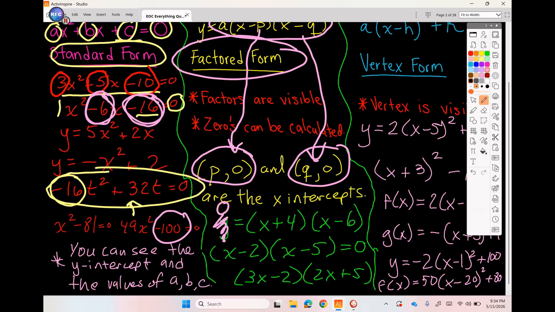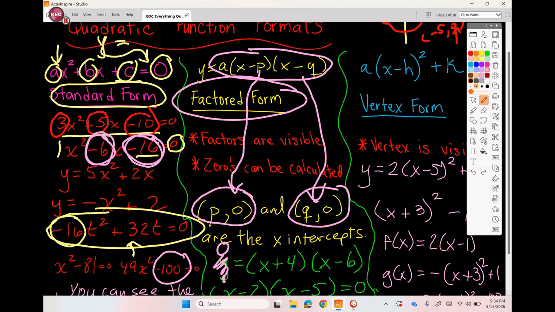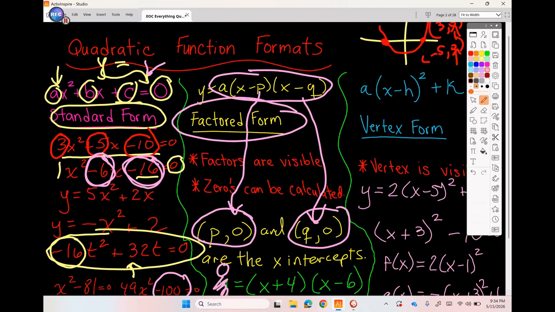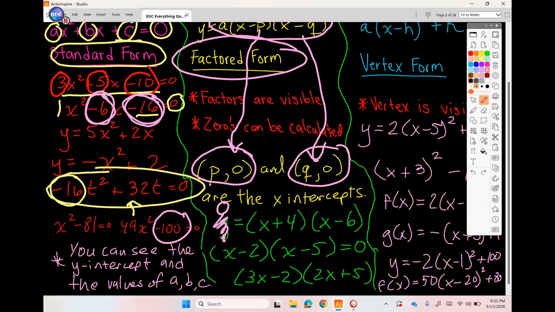And you do the same process. So the reason why these different formats exist really is to show you different information, right? So on the first one, before we get to vertex form, which is what we're starting with, let's explain the first two and what they show.